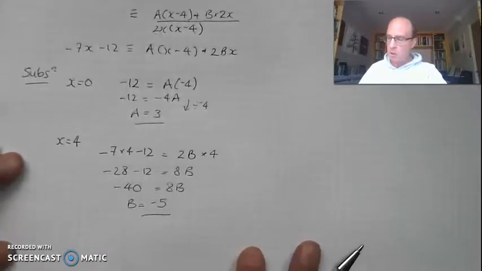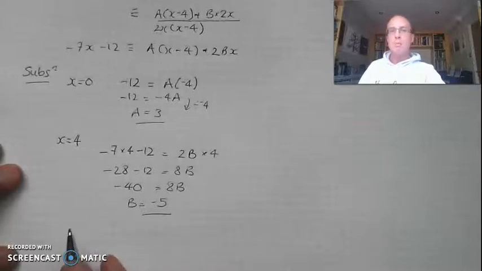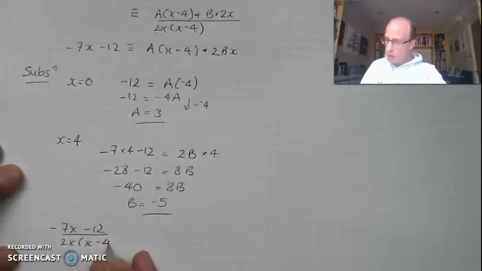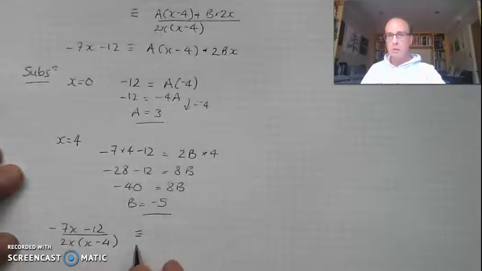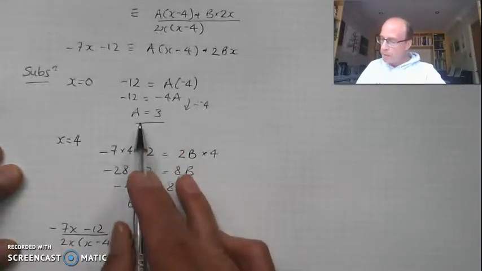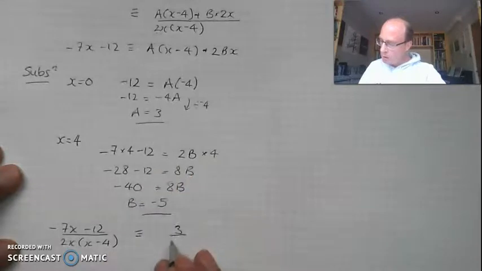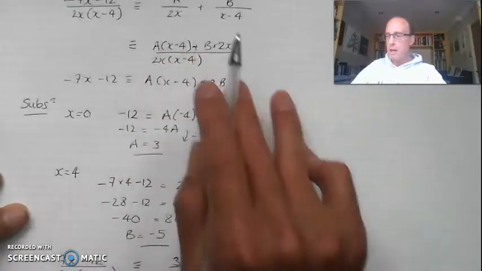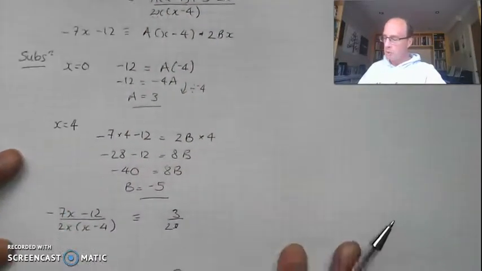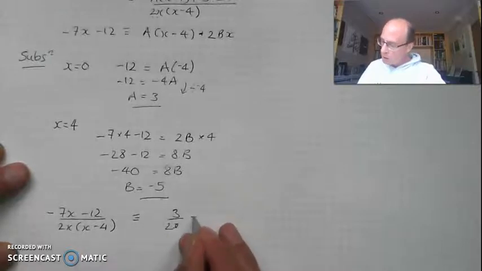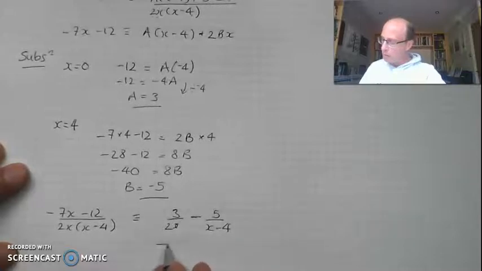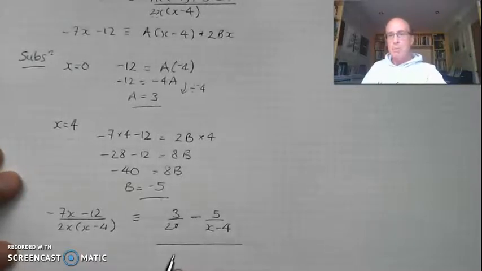However, sometimes the question insists that I restate my identity. So what have we got? We've got minus 7x minus 12 over 2x into x minus 4, and it's identically equal to my value of a, which was 3, over 2x, so 2x plus my b over x minus 4. Well, b was negative 5, so I'm going to subtract 5 over my term of x minus 4. That way I'm guaranteed to pick up all the marks in the question.